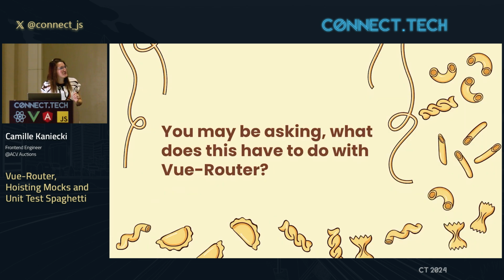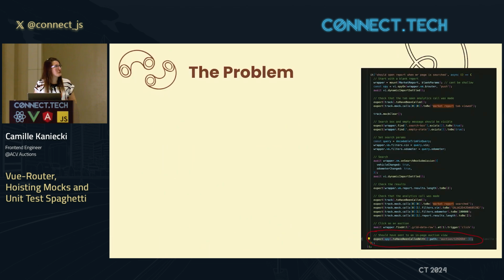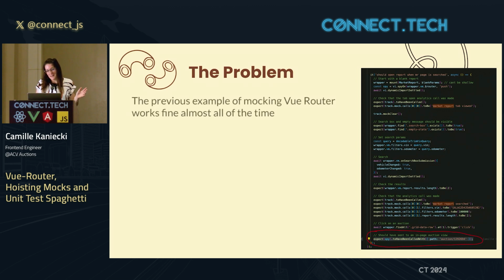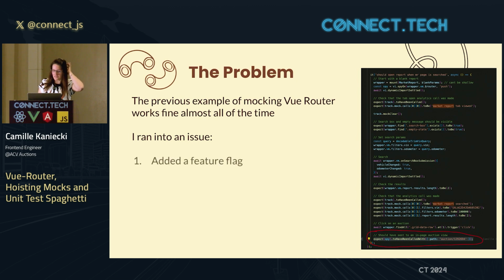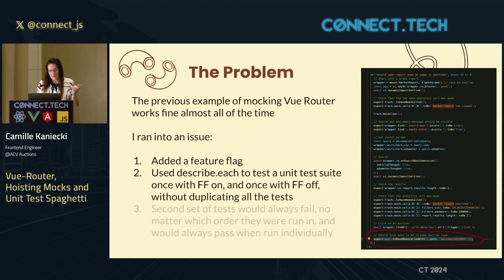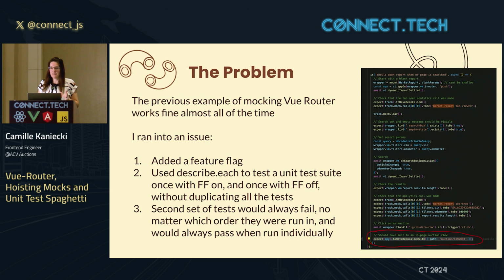But what does this have to do with view router? So I behold to you the problem. This works fine almost all of the time, but I ran into a specific issue. And it was specifically when we added the feature flag, and then down at the bottom, we're just trying to verify that it has been called. Okay, no matter what I did, when I had this describe.each, the second set of tests would always fail.